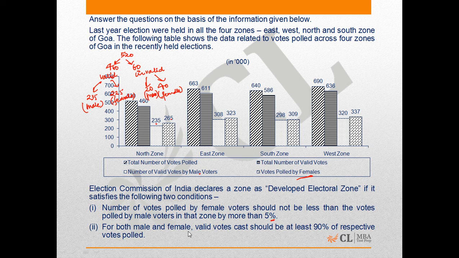Now for both male and female, valid votes cast should be at least 90% of the respective votes polled. So there are two conditions to be met. Male and female should cast at least 90% of the respective votes polled, and the number of votes polled by female voters should not be less than the votes polled by male voters in that zone by more than 5%.